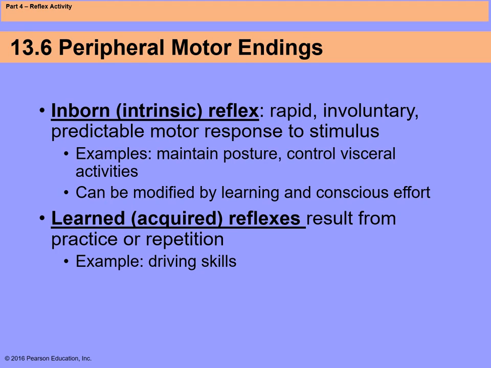Now, when we talk about reflexes, inborn reflexes or intrinsic ones, they're very rapid, they're involuntary. They can be modified by learning, they can be modified by conscious effort, but overall they're involuntary. An example is your posture. You did not have to learn how to maintain your posture. That was inborn, it was intrinsic. Now, you can adjust it with conscious, oh, I'm slouching. Okay, let me pull my shoulders back. Let me sit up straight. So you can adjust it and modify it by learning, but nobody had to teach you how to do that.